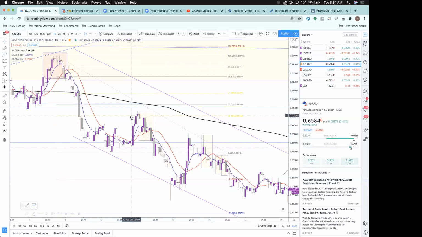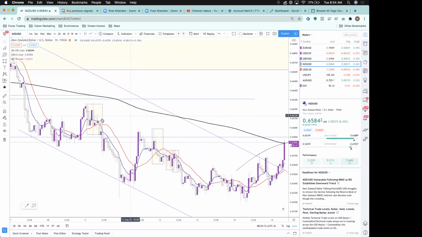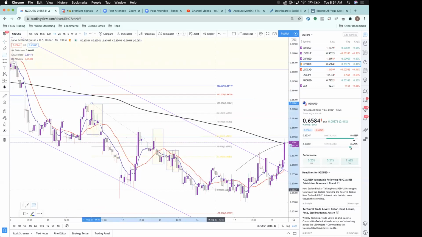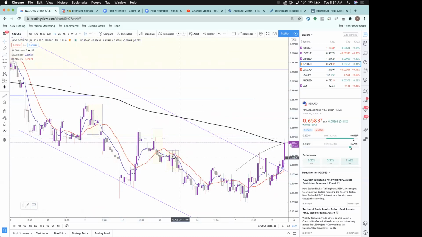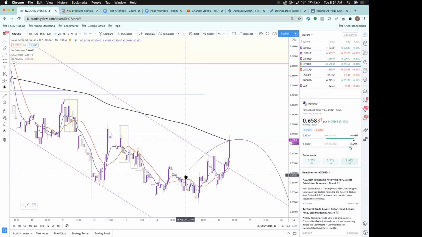38.2 right there. That's first entry. Then next entry, made a new low, pulled back, lower high. This would be a 618. Boom, 618. So, next entry, all these rejecting the moving averages. And then now what's going on, guys?